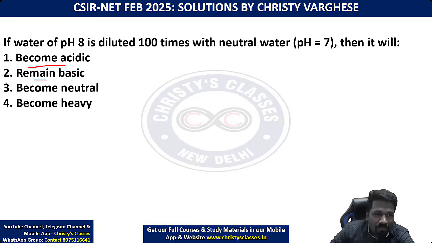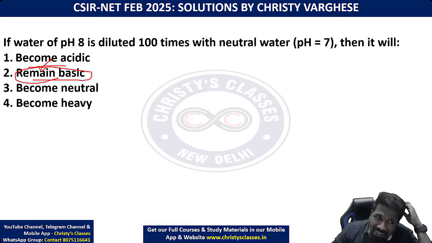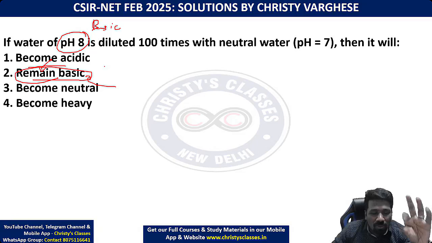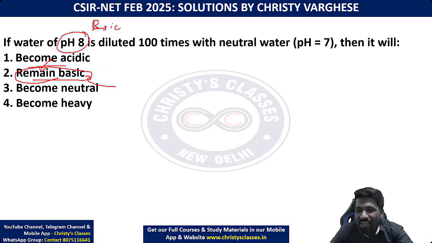Become acidic, remain basic. The word remain means what? Already it is basic, it will remain basic. So the second option confirms that pH 8 is basic. Even if you have forgotten whether 8 is basic or acidic, not a problem if you can use your common sense and logic of reading options properly.